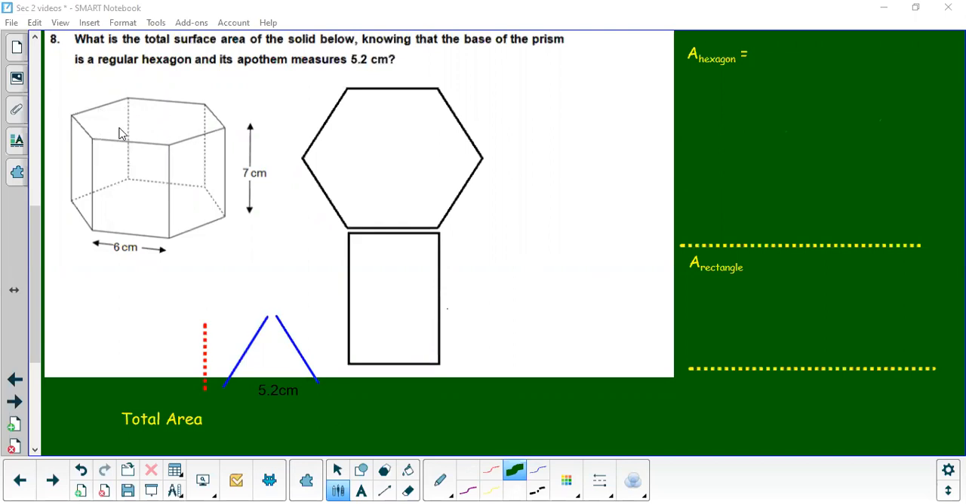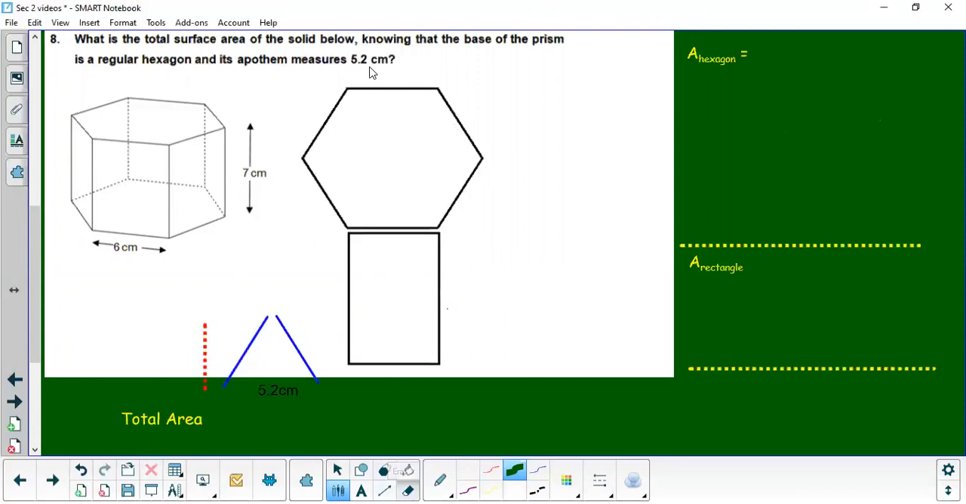Well, we have a hexagon on top and a hexagon on the bottom. So here is the example, the top hexagon, and the sides are all rectangles. There are 6 rectangles, and they're all the same. So here is the rectangle.